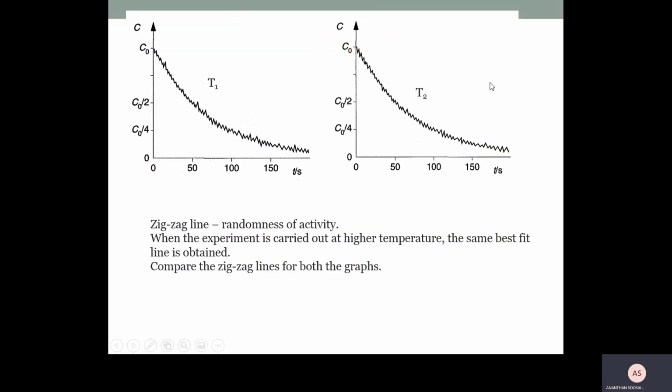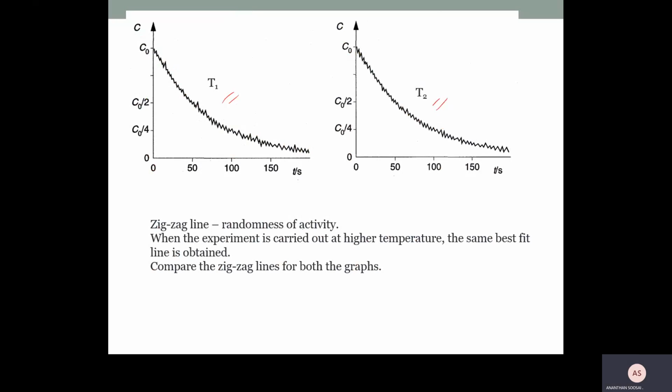Next, this one is a past-year question. Here they show two graphs, T1 and T2. T1 is the lower temperature, T2 is the higher temperature. They ask which feature of the graph tells the spontaneous nature of the process, and which feature tells the random nature. Which appearance of the graph tells the spontaneous nature? For T1 and T2, for different temperatures, the shape of the graph remains the same.